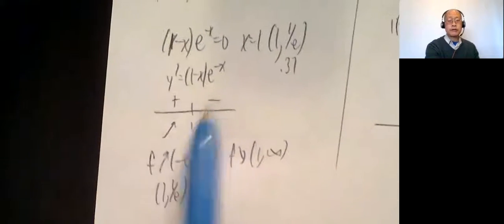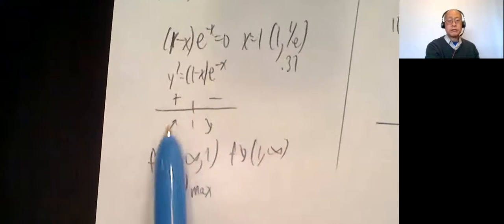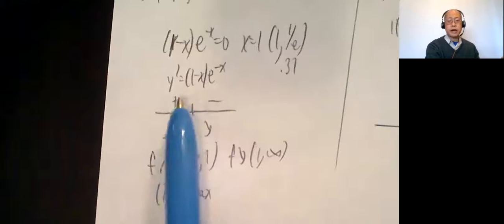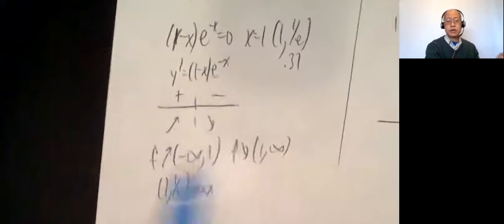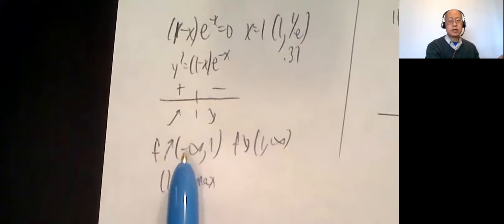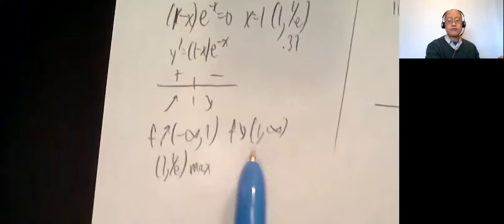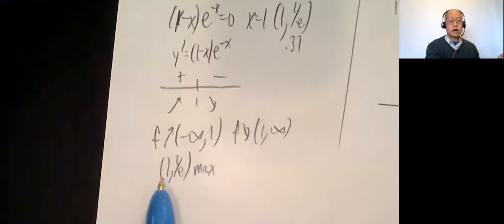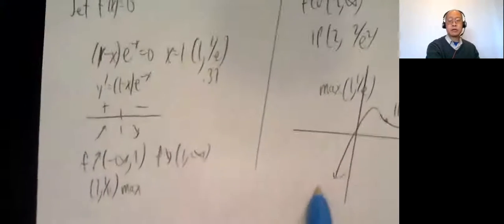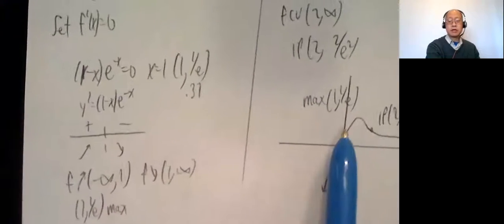Sign chart for the derivative. If I plug in 0, I get a positive. Plug in 2, I get a negative. Remember, e to the negative x is always positive. So the function is increasing from negative infinity to 1. F is decreasing from 1 to infinity. And you have 1 comma 1 over e is a maximum. So increasing, decreasing the rest of the way.